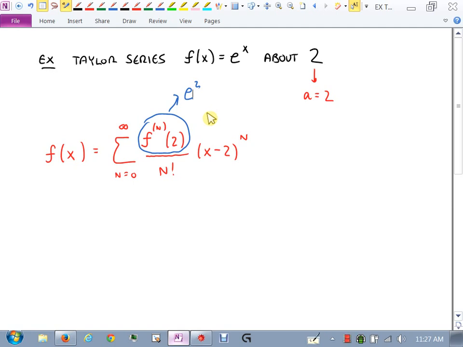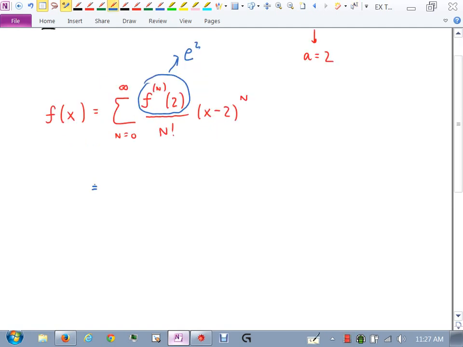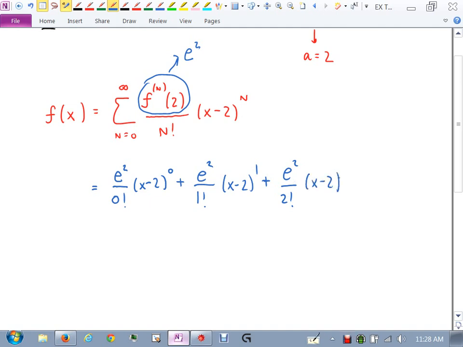Okay, so let's write this out. Just write out a few of the terms here. We've got e squared over 0 factorial times x minus 2 to the 0, then plus e squared over 1 factorial times x minus 2 to the first, plus e squared over 2 factorial times x minus 2 squared, and that continues on.